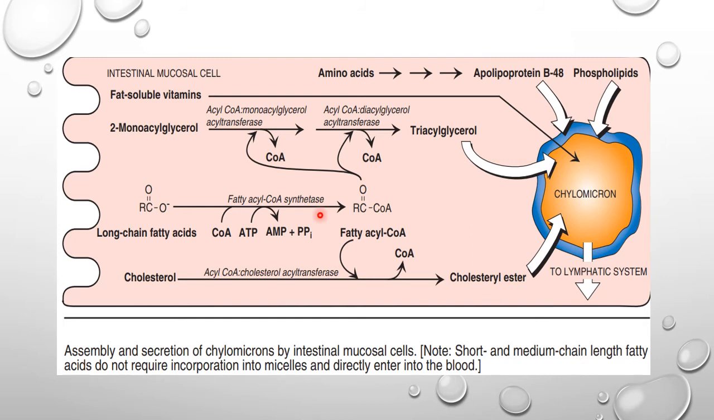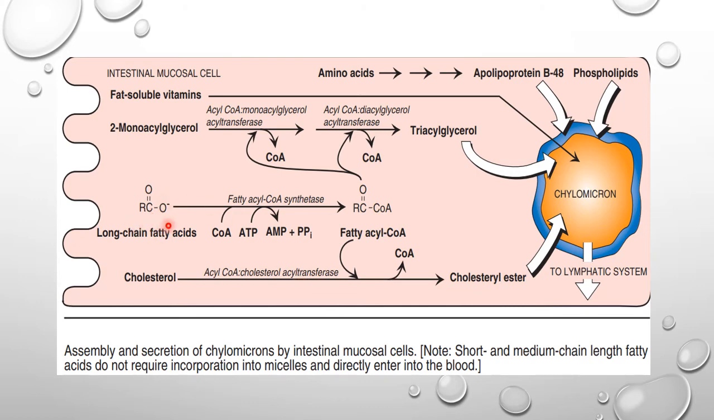So this figure is explaining the assemblage and secretion of chylomicrons by intestinal mucosal cells. Chylomicrons are formed in the intestinal mucosal cells, and these contain re-esterified triacylglycerol, cholesterol esters, phospholipids, and also fat soluble vitamins. And the apolipoprotein which is found on the surface of chylomicron is apolipoprotein B48. So chylomicrons receive triacylglycerol and cholesterol esters after their re-esterification inside the intestinal mucosal cells.